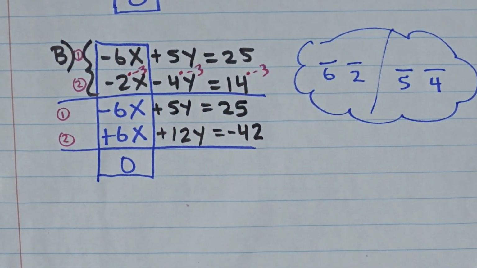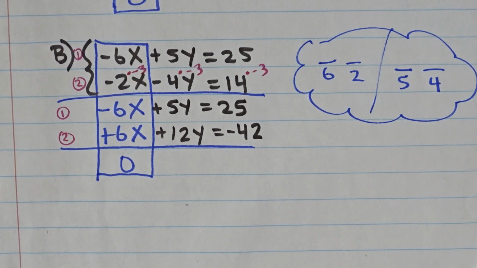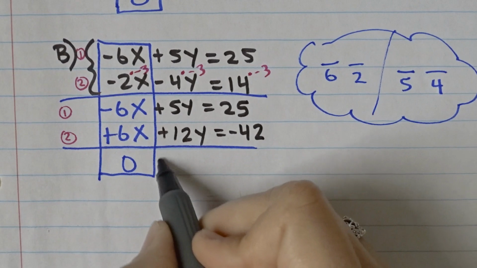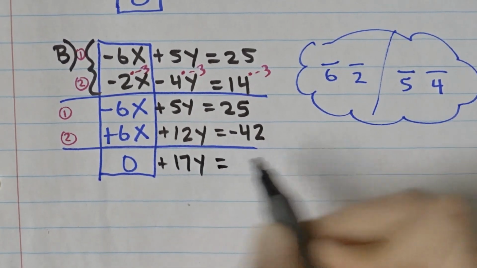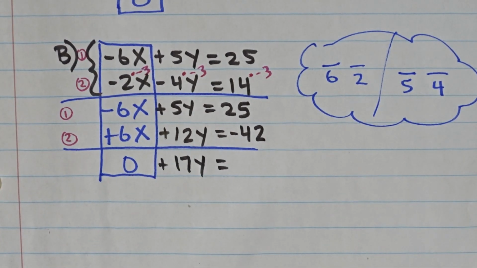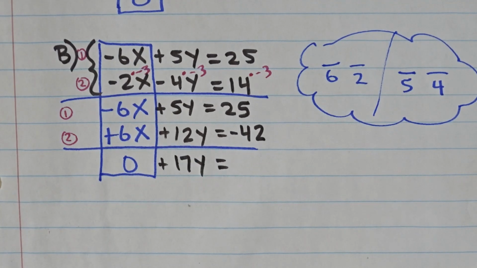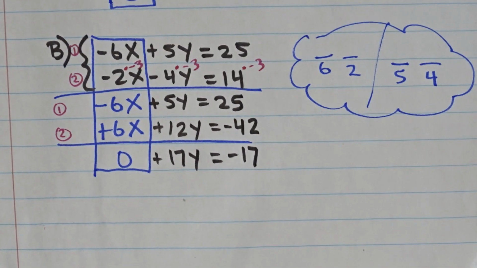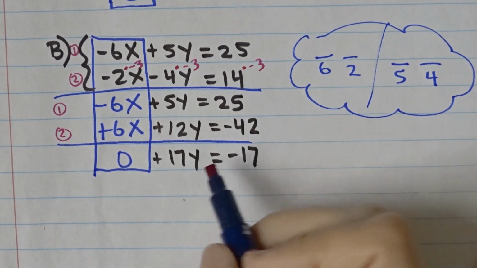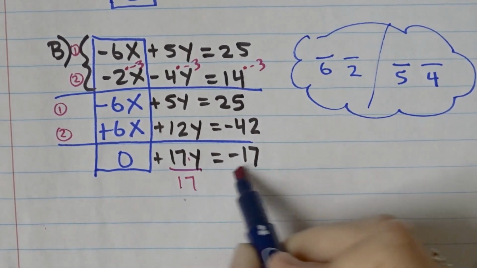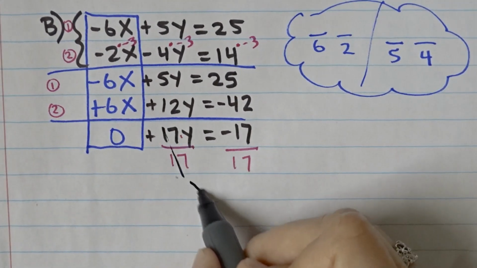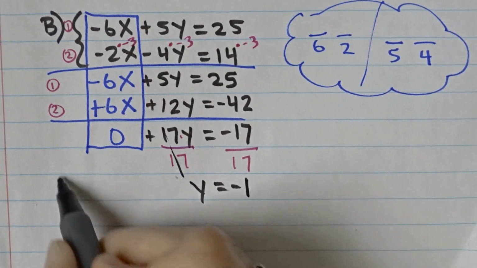Okay. Now I have my two equations that I know will give me a 0 for the x term, so I can add them up now. 5y plus 12y is 17y, and 25 minus 42 gives me negative 17. So to get rid of that 17 now and get my y, opposite of multiplying is dividing. And I would get y equals negative 1.